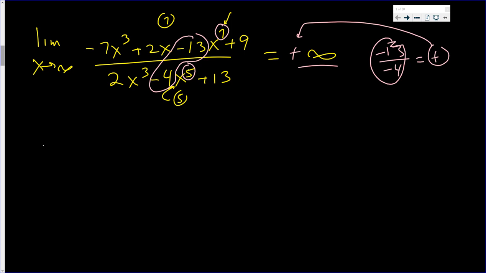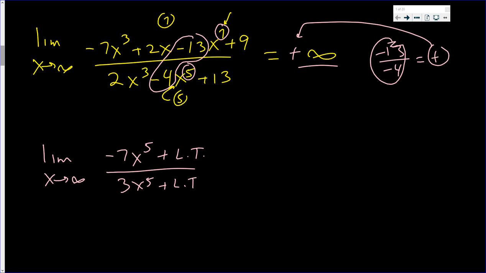Well, suppose you have this problem. The limit as x goes to infinity of negative 7x to the 5th plus lower terms, maybe plus 3x to the 4th plus 3x minus 9. And on the bottom, you have, say, 3x to the 5th plus lower terms, like plus or minus 2x to the 4th plus 2x minus 11.